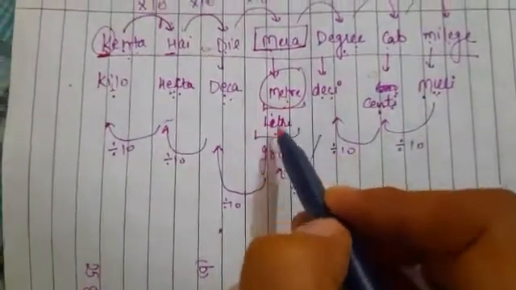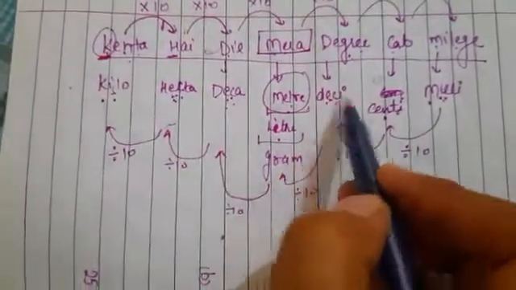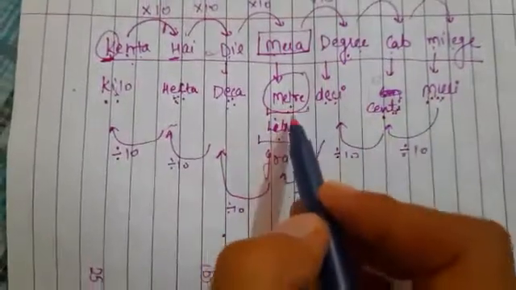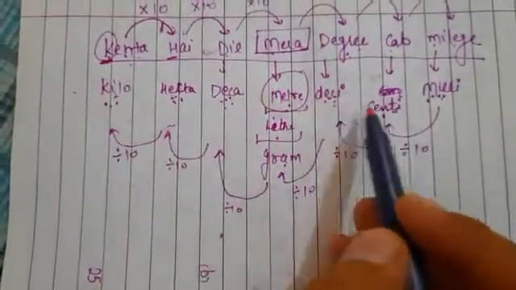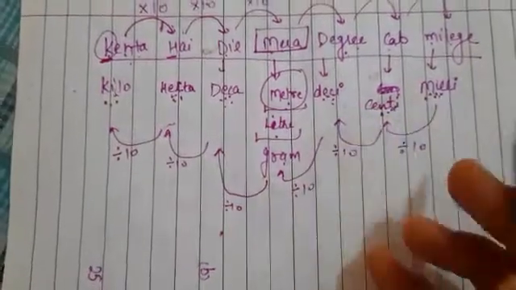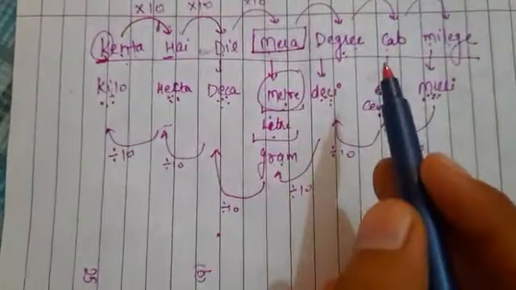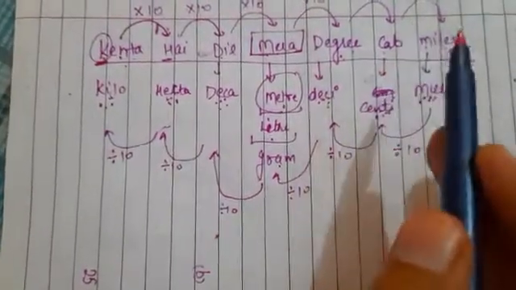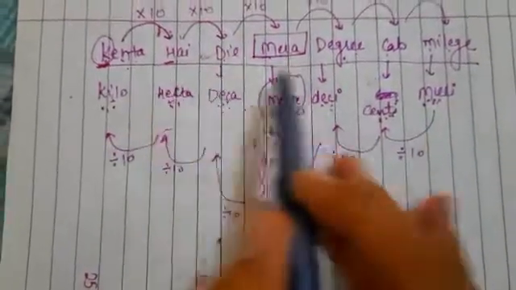If liter is there, we say kiloliter, hectoliter, decaliter, deciliter, centiliter, milliliter. If gram is there, we say kilogram, hectogram, decagram, decigram, centigram, milligram. Whether it is liter, meter, or gram, if we have to convert, we can use this method.